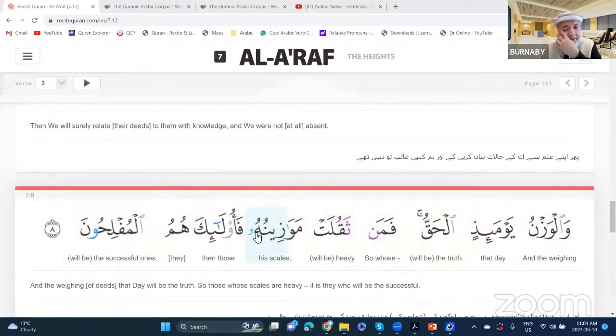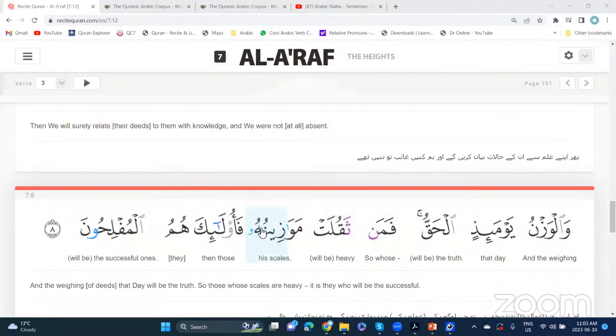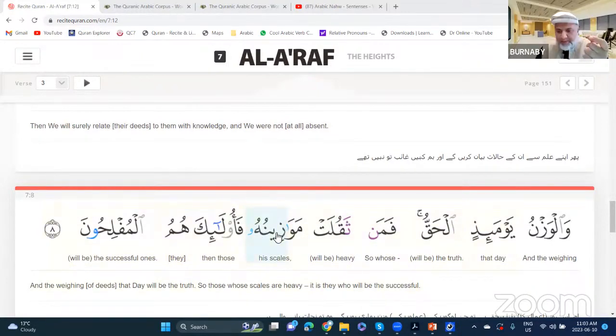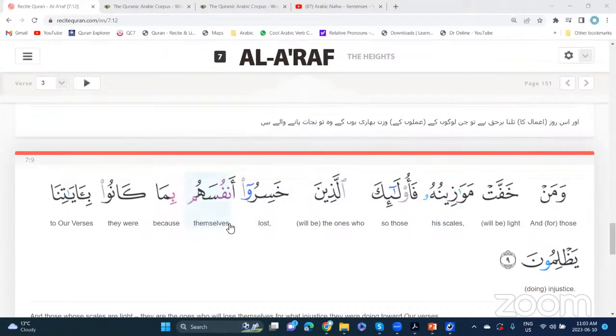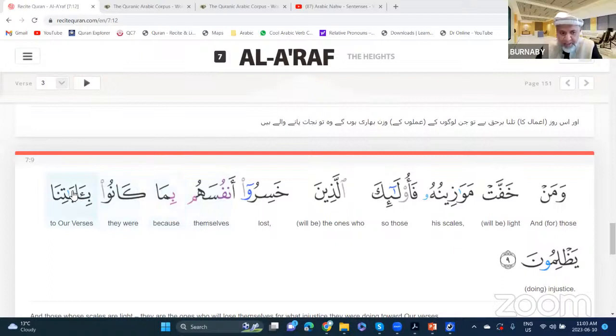And look at this. Mawazinuhu. What is this hu here? His scales. Mawazinu is the scales. Yes? Okay. Over here, anfusahum. What is anfusahum? Themselves. Okay. The nafs of them, right? Okay. Bi ayatina. What is this na?